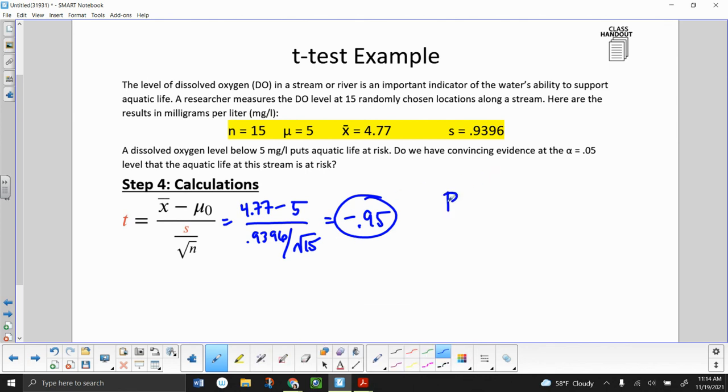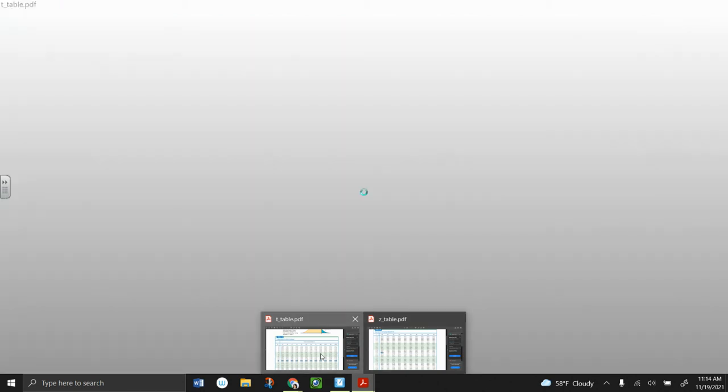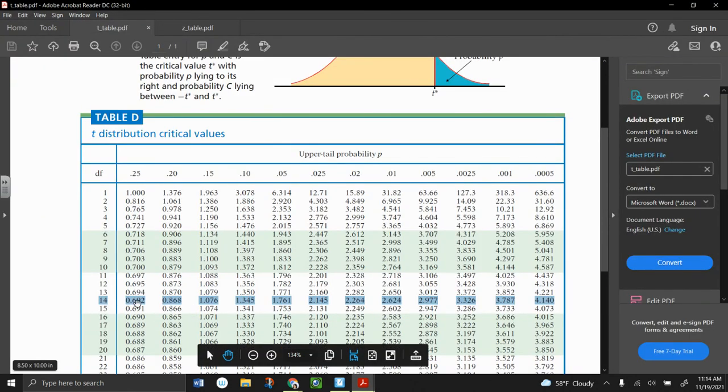Okay, so again, kind of walking through what we just did. We're trying to find the probability that t is less than negative 0.95. So I'm looking at our picture. Again, this is negative 0.95. We're looking for this area, which means that we can find this area, and it's going to be the same thing. So just like we did, it's 14 degrees of freedom. And our test statistic is somewhere between these, which means our p-value is going to be between 0.15 and 0.20.